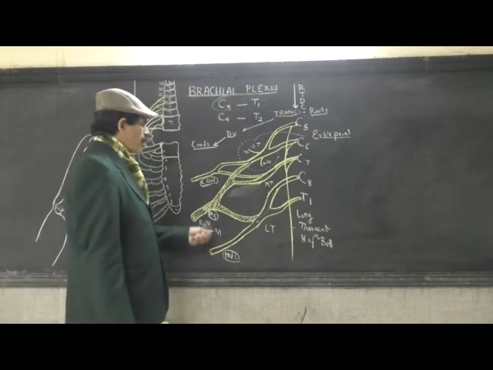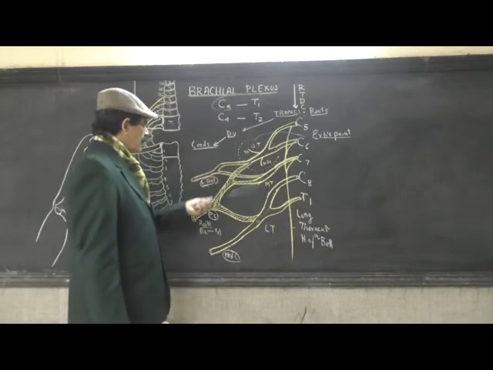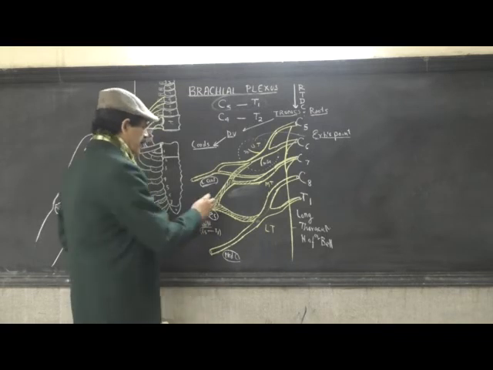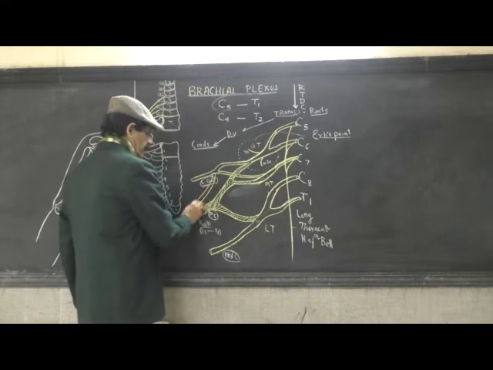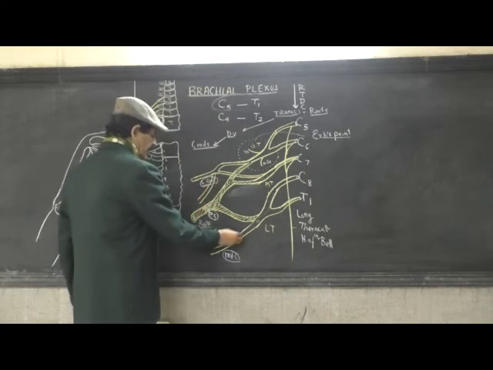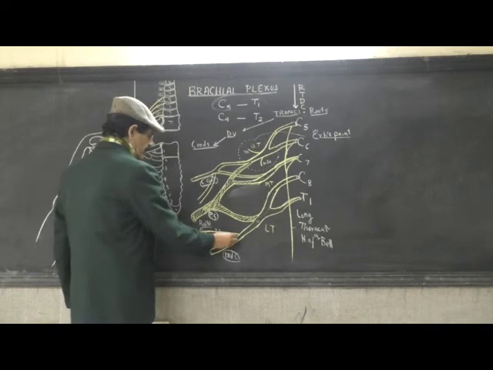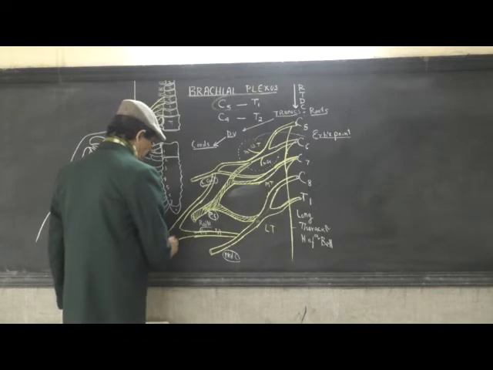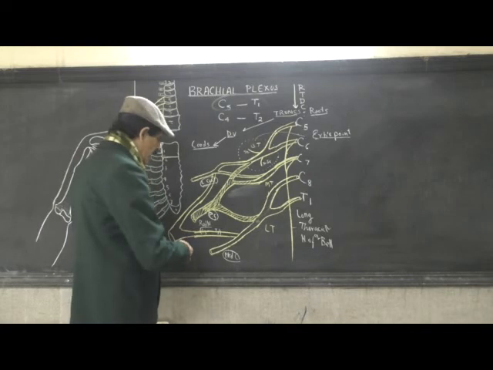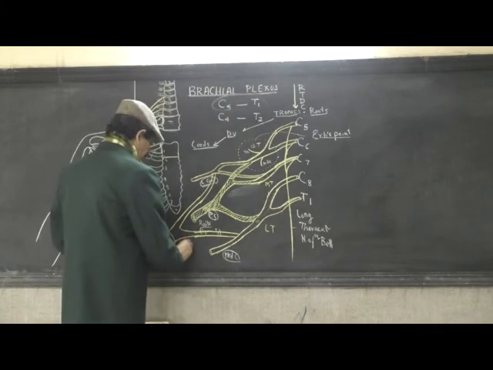Then the lateral cord will give a lateral root and the medial cord will also give a medial root. Both the roots unite together. The lateral root from the lateral cord and the medial root from the medial cord unite to form a nerve which is called the median nerve. This is the median nerve.